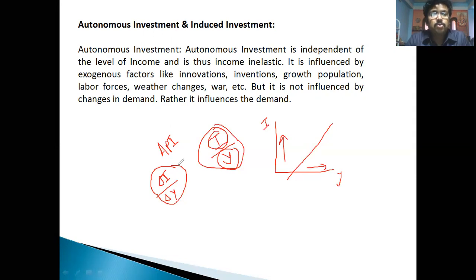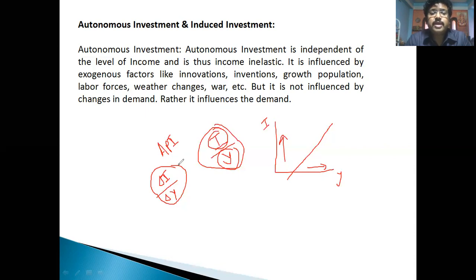Okay. Now the autonomous investment. Autonomous investment is not a function of income. It is autonomous. It is independent. Suppose there are some railway constructions, some road constructions. So autonomous investment is independent of the level of income and is thus income inelastic. On the contrary, induced investment is income elastic.